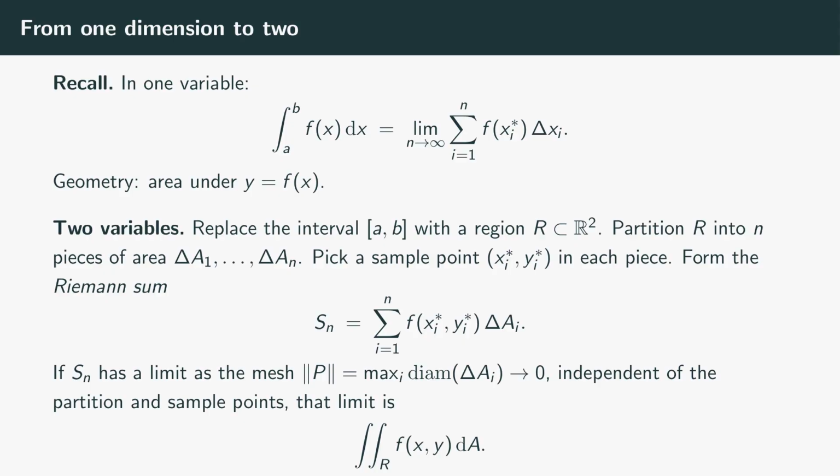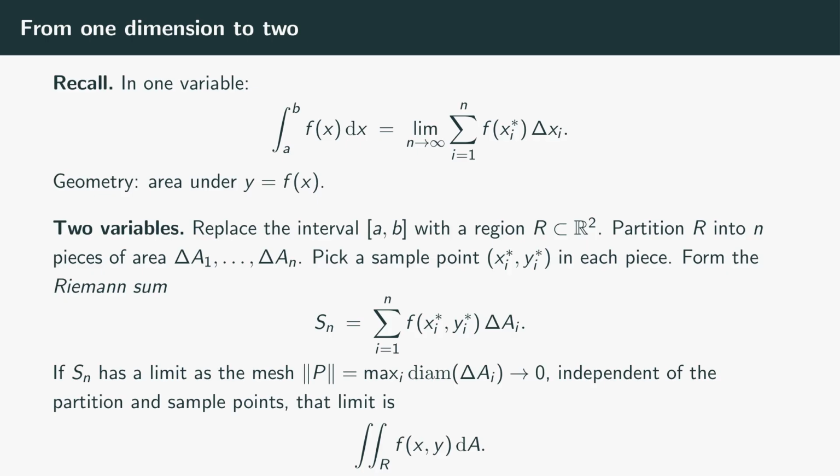Let's set the stage carefully. In one variable, the Riemann integral was built by chopping the interval from a to b into n subintervals of width delta x sub i, picking a sample point x sub i star in each, summing the products f of x sub i star times delta x sub i, and taking the limit as the widths shrink to 0. The sum approximates area under the curve, and the limit is the area.